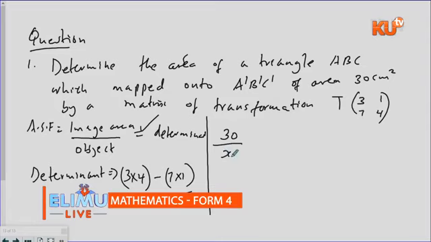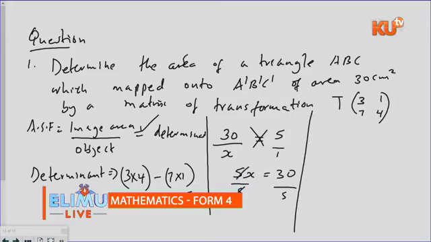So let's give it x, which should be equal to the determinant, which is 5. Remember, any number is over 1, and then we do the cross multiplication to have 5x equals 30. So how do you get x? Divide by 5 on both sides, and so x is equal to 6. And what is x? x is the area of the object, meaning 6 centimeters squared.